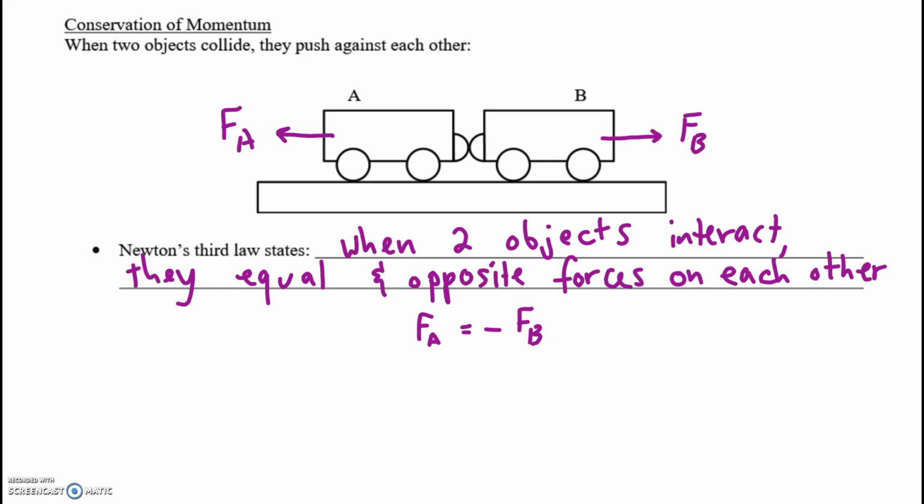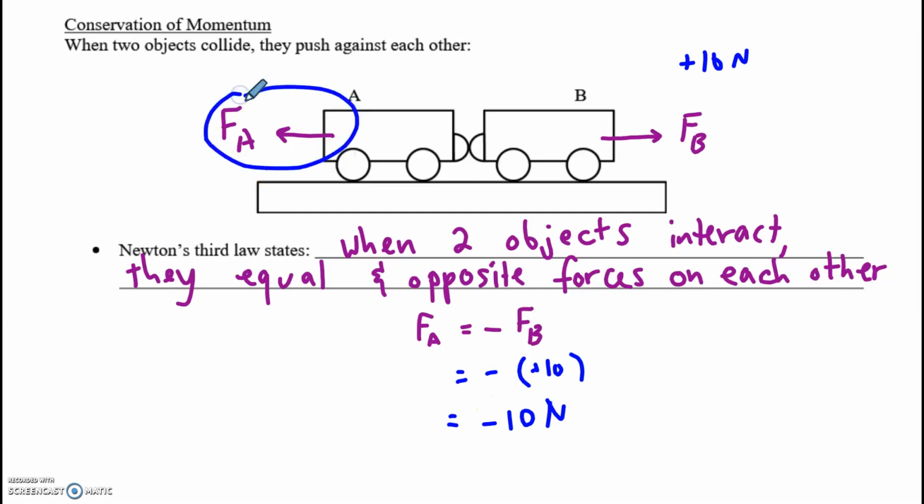Don't write this down, but you can imagine Fb is some value, positive 10 newtons, and if you want to know what Fa is, you would just plug in the positive 10 newtons and find that Fa is negative 10, and the negative here would indicate Fa points to the left.